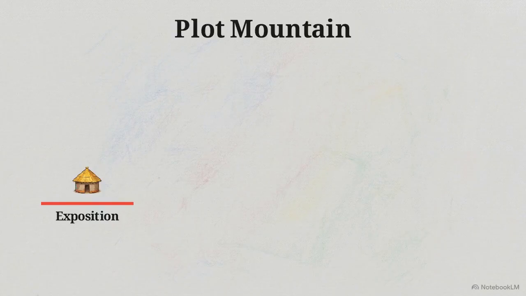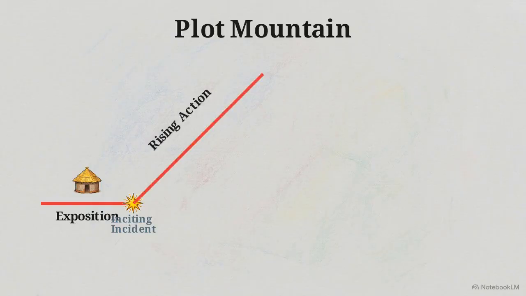The narrative begins its climb at the inciting incident, the spark that triggers the main conflict. This leads into the rising action, a series of cause and effect events that build suspense. The tension culminates at the climax. This is the definitive turning point where the conflict peaks and the fate of the characters is decided.